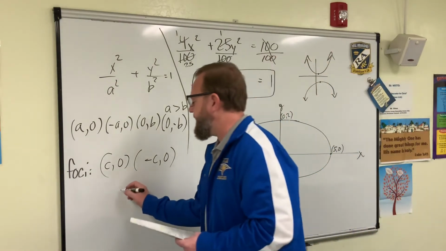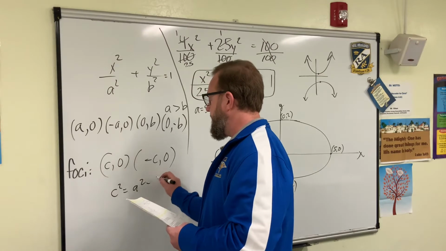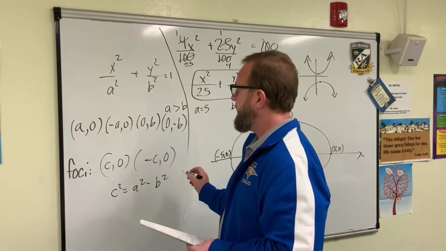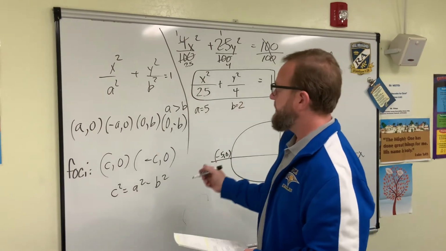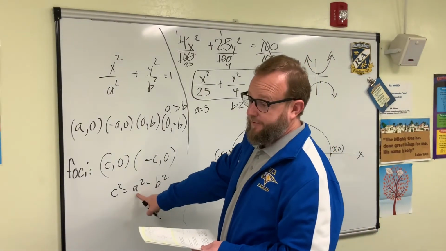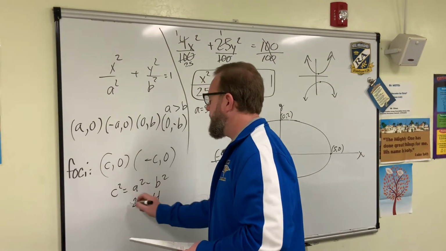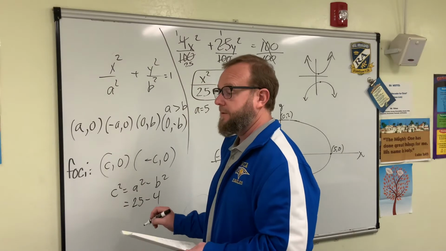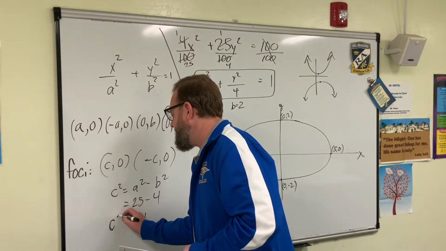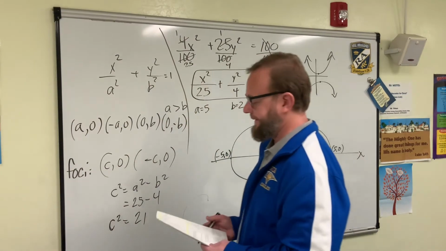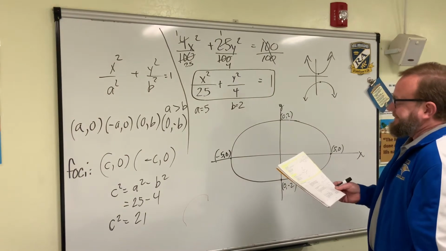So yeah, we're figuring this out from this: C squared equals, what is it? A squared minus B squared? Mm-hmm. And we already have A and B, and we actually have them squared. That's why the A needs to be the bigger number, because we're going to subtract it. So 25 minus 4 gives me? 21. C squared equals 21.